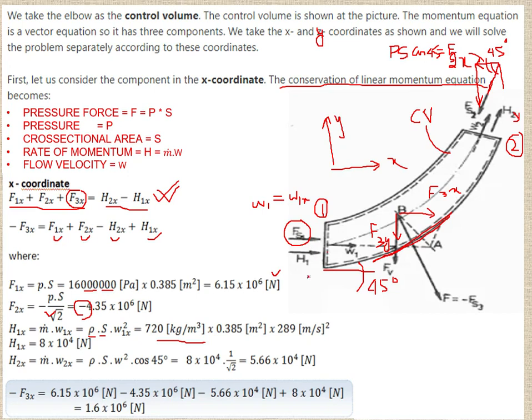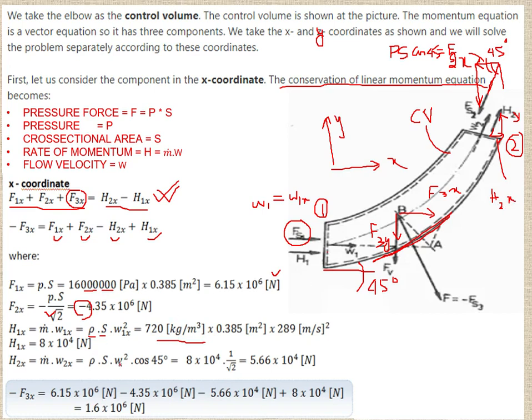Next, the rate of momentum at point 2 is equal to the mass flow rate into W2x. Here you can see W2x is making an angle with this surface. So this is the direction, and this is also a positive direction, because this is the component. This is our H2x, the rate of momentum at point 2.